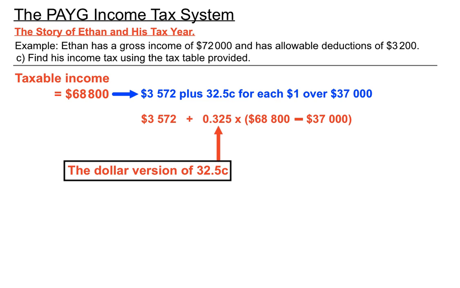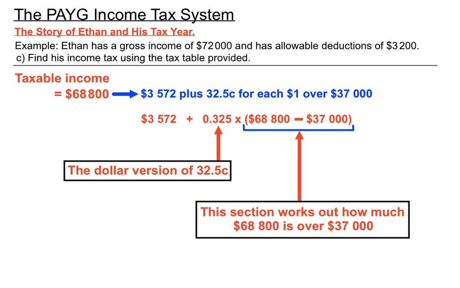For each dollar that's over 37,000. Now you can see that bracket there. That bracket has done a special thing. This section works out how much 68,800 is over 37,000. See, by having a minus in there, this minus here really is telling me the difference between $68,800 and $37,000. So that bit there is finding out how many dollars 68,800 is over 37,000. That translates mathematically into that subtraction that's in the brackets there.